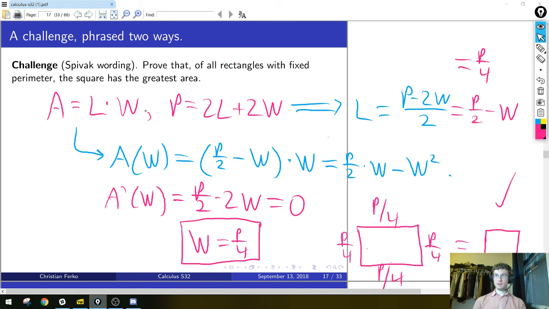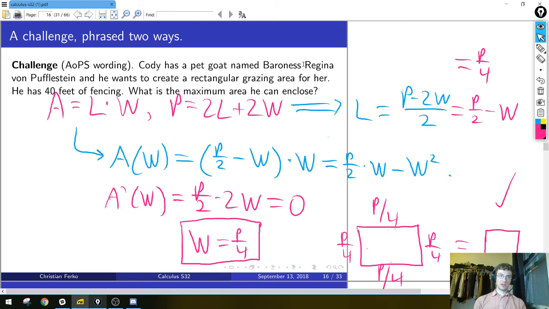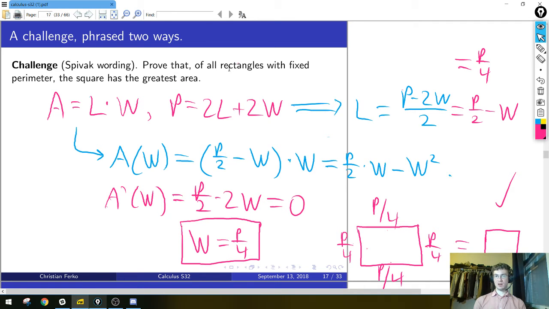If you prefer to think of it in the applied way, this is to say that if you have a pet goat and want to build a rectangular grazing area for her, you should build it in the shape of a square. Perhaps more abstractly, we've proven that if you have a fixed perimeter and want to maximize the area of a rectangle, the maximal area is achieved on the square. Okay, questions about this?